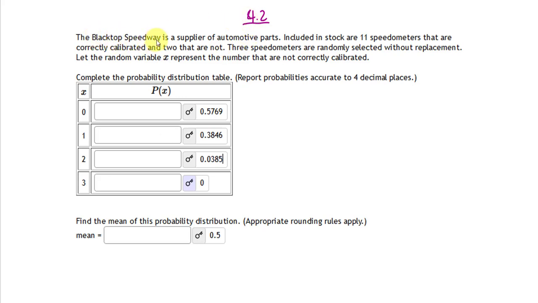The Blackstone Speedway is a supplier of automotive parts, and included in the stock we have 11 speedometers that are correctly calibrated and 2 that are not. So you know that we have 11 of them, and 11 are good, and we have 2 that are not good, so 2 bad ones. So together we have 13 total.